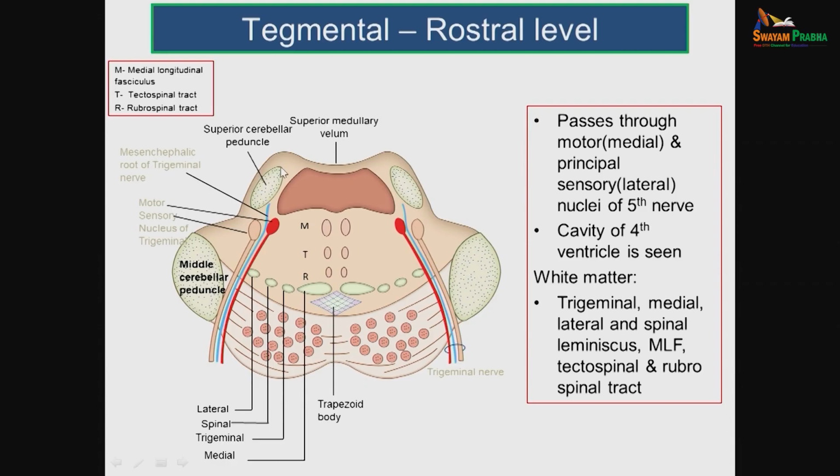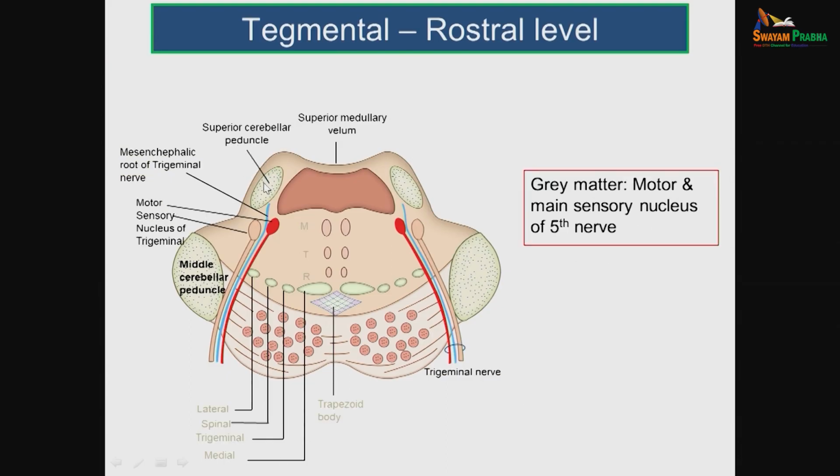And you see here the superior cerebellar peduncle in the dorsolateral part. There is appearance of the section of the superior cerebellar peduncles. This superior cerebellar peduncle carries the fibers from the cerebellum to the tectum and from the red nucleus. The rubrocerebellar fibers also pass through the superior cerebellar peduncle.